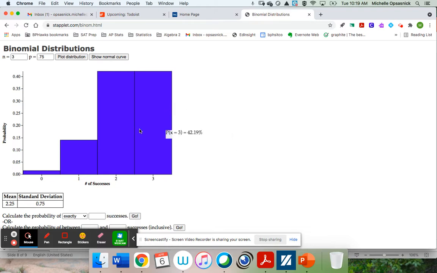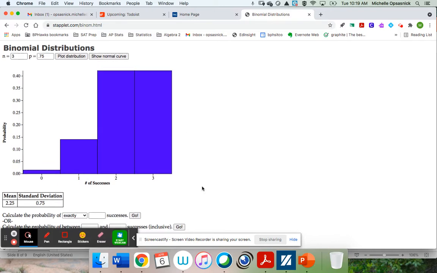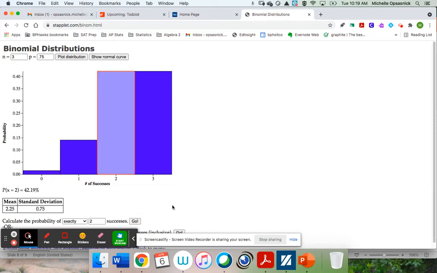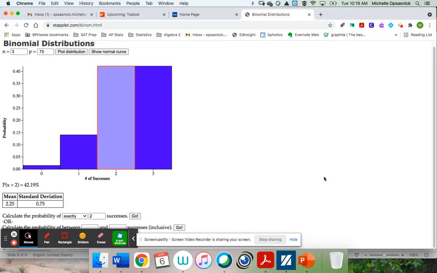So in addition to getting those values from the histogram, you can also calculate some probabilities down here. You see that I have the option to calculate the probability of exactly, and then here I could say exactly 2 successes like I did on that previous example. And then I just click go, and it will show me that probability on the histogram, and then it gives me the probability here.